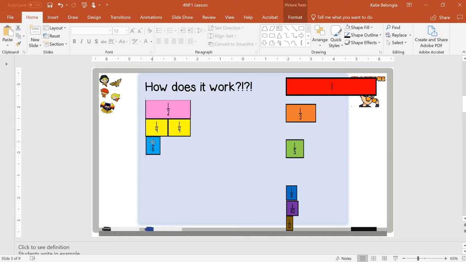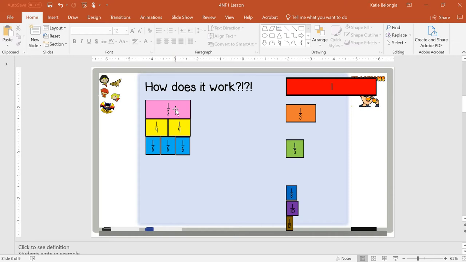Let's take a look at sixths and see if we notice anything here. So I have 1/6. If I copy it and make 2, still too small. But if I make 3, it works. So 3 of these sixths is the same thing as one of these halves. It's also the same thing as 2/4.